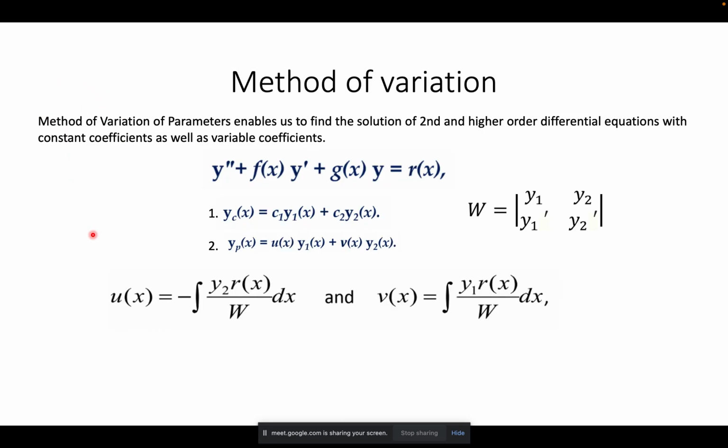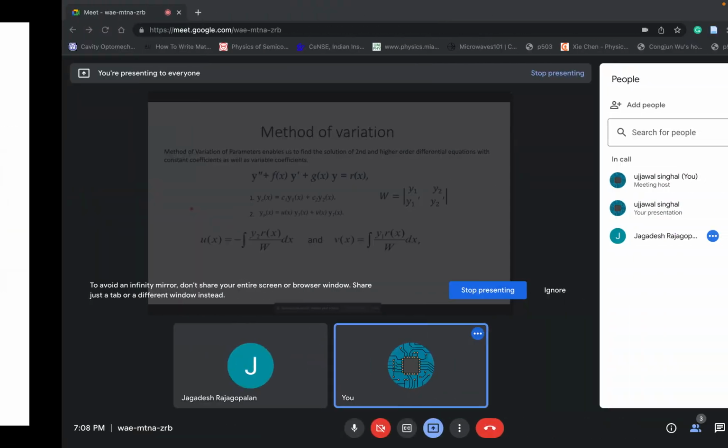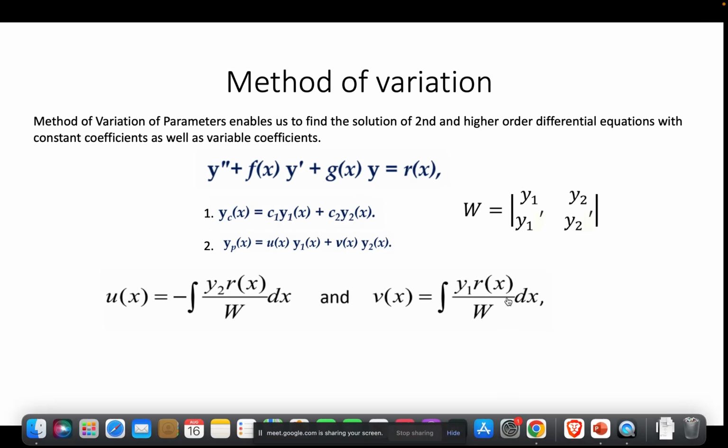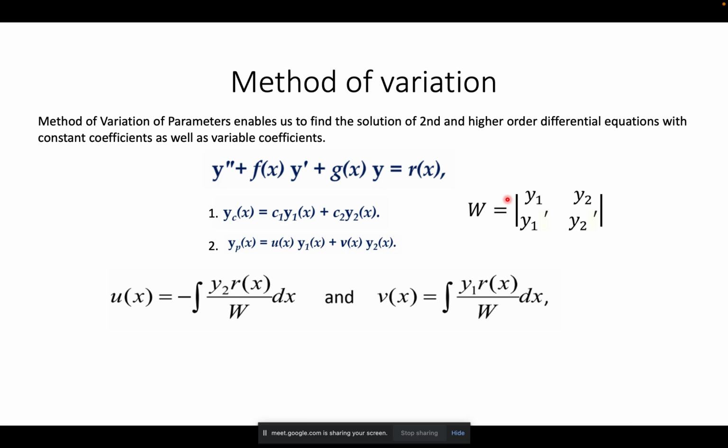So here I start with the method of variation. In the method of variation, you can solve the second order differential equation by another method which is called the method of variation, and this method is applicable to both the constant as well as the variable coefficients. So the equation you are given is of this type.